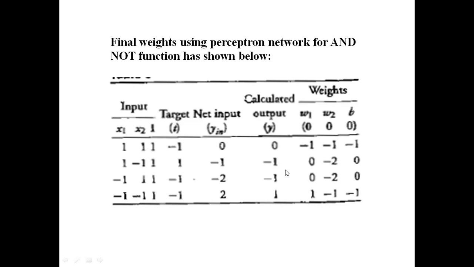Okay, so this is our calculated output: 0, -1, -1, 1. This is our net input, that is y in: 0, -1, -2, 1, and this is our output. So this is the way to calculate the final weights using the perceptron network for the AND NOT function. Thank you all.